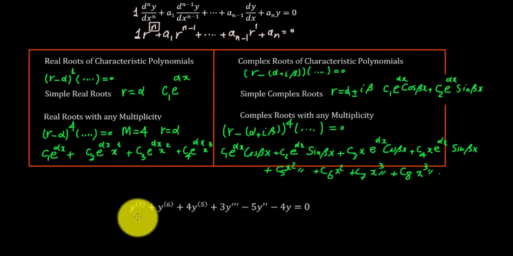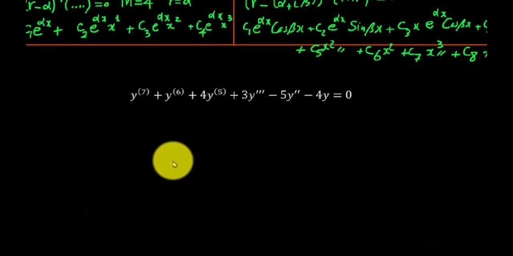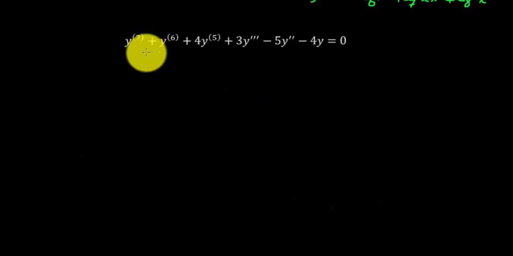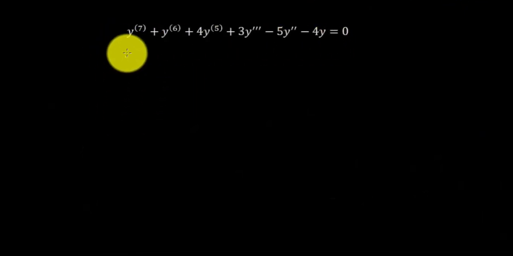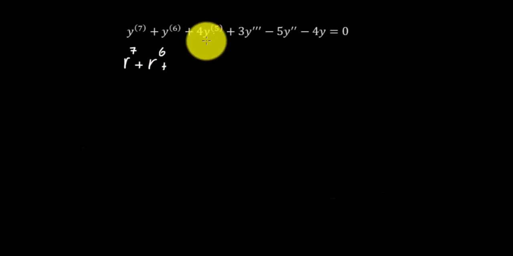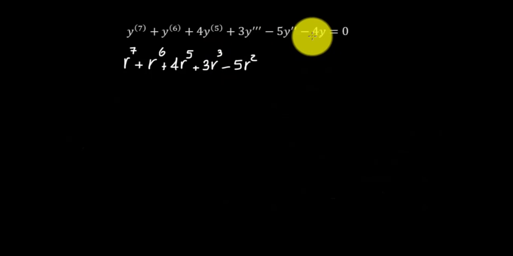Let's practice this process in one example so we make sure that all these rules sink in. Let's say we have a 7th order linear differential equation with constant coefficients. The first step is to write the characteristic equation. It's very simple: the seventh derivative of y is replaced with r to the seventh. This is the sixth derivative, so it would be r to the sixth. We are transferring the same coefficients. The third term here is 4 times the fifth derivative, so it will be 4r to the fifth. 3y triple prime would be 3 times r cubed, minus 5 times r squared, and there is no derivative here, so we will just have minus 4 equals 0.